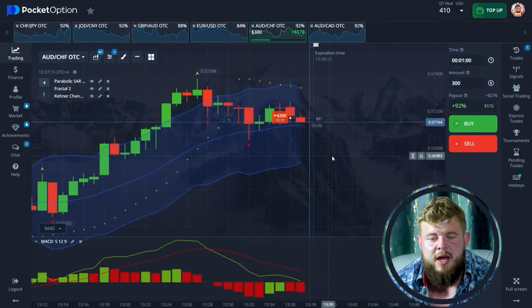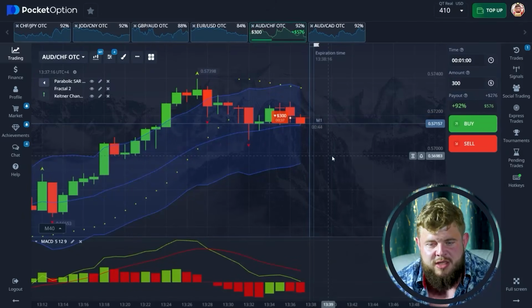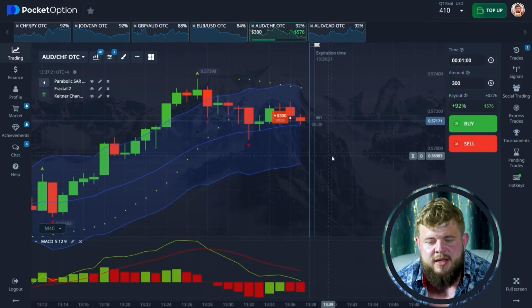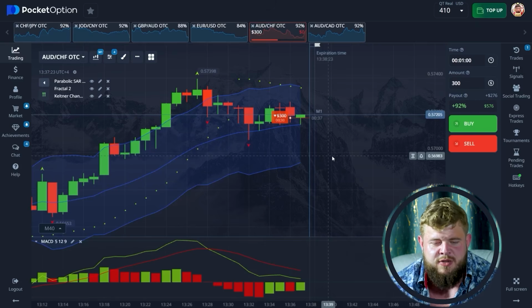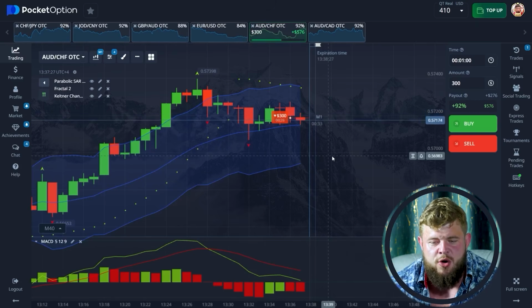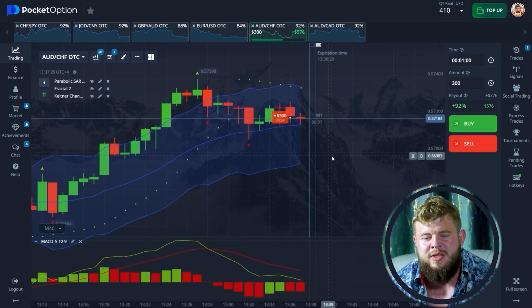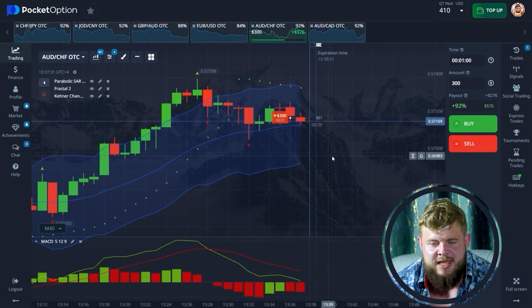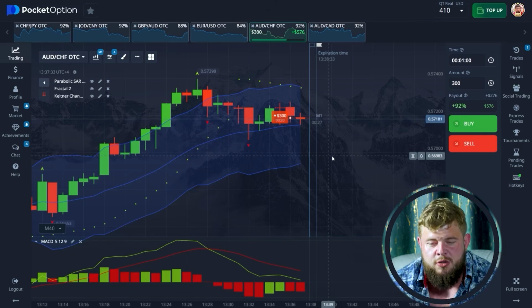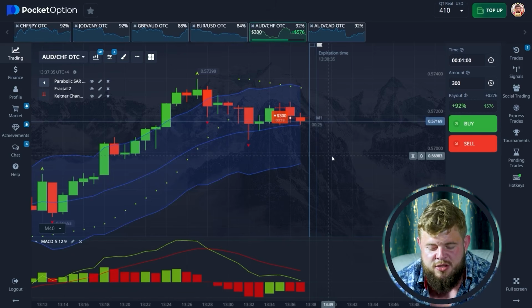Okay guys, while I was talking, I have already opened one more sell position on the AUD CHF currency pair. This was done firstly because of the data from the MACD oscillator, which is telling us that we're in a strong sell zone, together with the data from the Parabolic SAR indicator, which is also telling us about the sell zone.